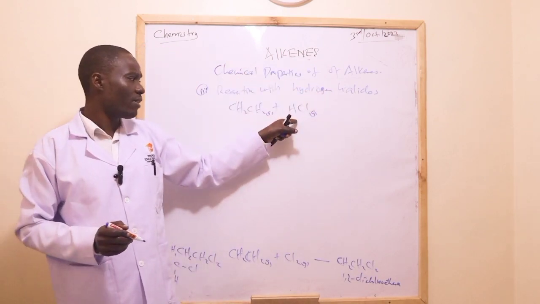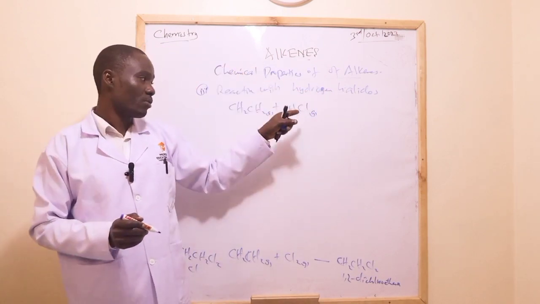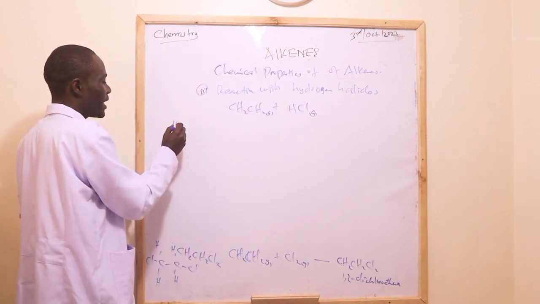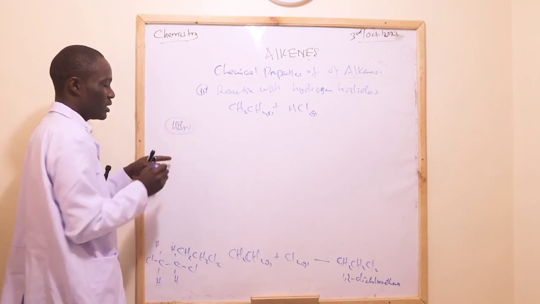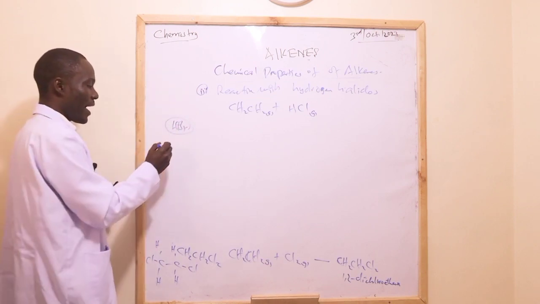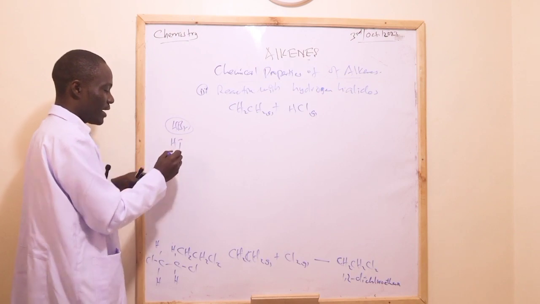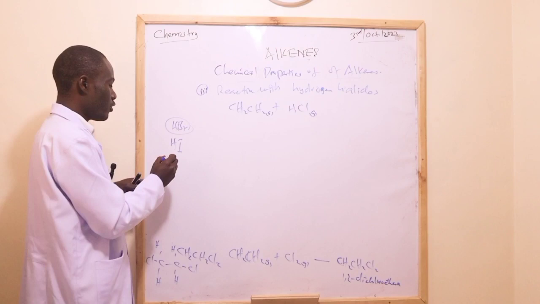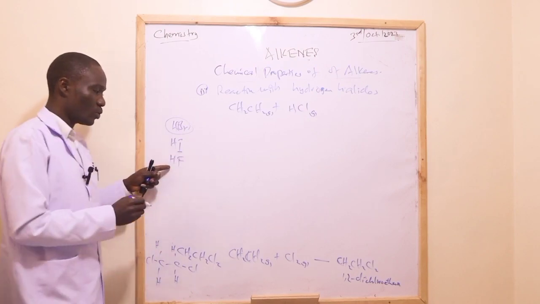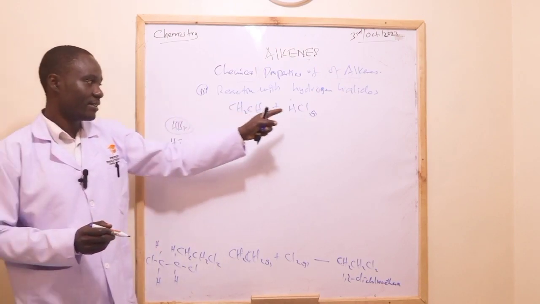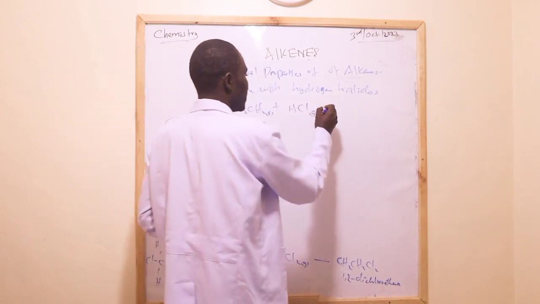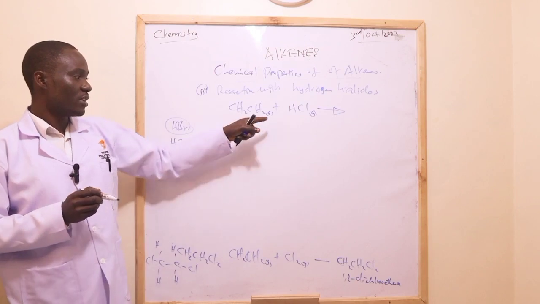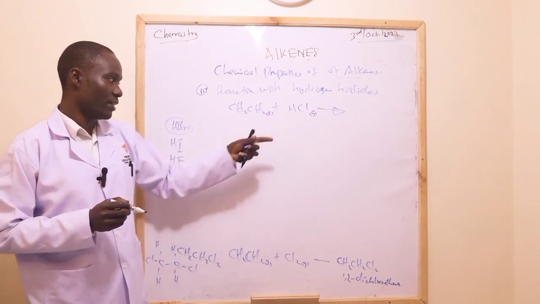Now, for bromine, we have hydrogen bromide, HBr. We also have hydrogen iodide, HI. We also have hydrogen fluoride. So these are the hydrogen halides that you need to know. So let's see what happens when we react this ethene and this hydrogen chloride.